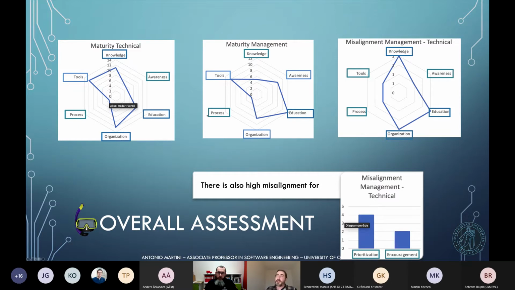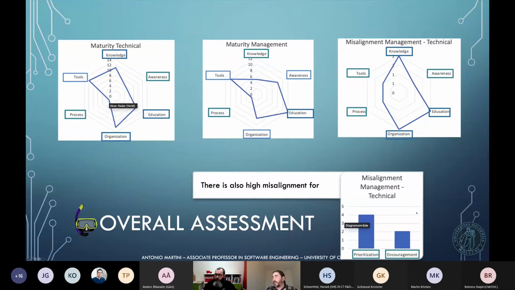We also had the same maturity model for the management. We can see what was good or not, depending on how the questions were answered. And also we had this one about the misalignment. So we try to understand if there was a misalignment about any of these aspects between the management and the technical roles. For example, it might be a high difference in how the different roles perceive the lack of knowledge or the education about technical debt, or the organizational aspects, or maybe they are very aligned.